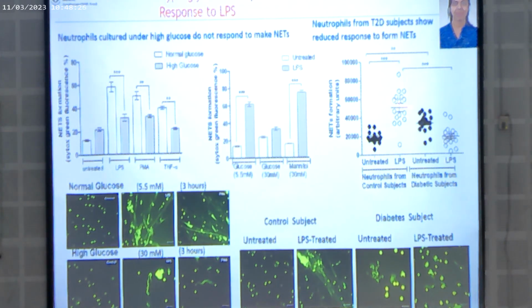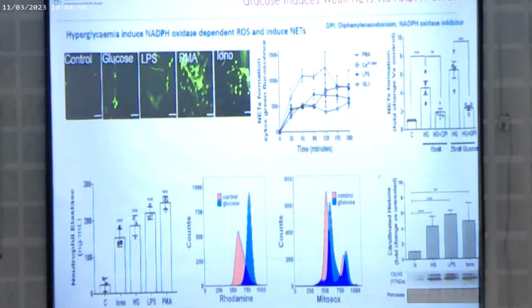Fine. So we see that we have constitutive NETosis in diabetes. Irrespective of LPS, they always have NETosis. So we usually call them constitutively activated neutrophils, which make the NETs all the time. And when they have an infection, they do not respond to the infections, and then they would have more morbid conditions. So these NETs which are made from high glucose are very weak, and in the patient also we show that they are much weaker NETs compared to LPS-treated.